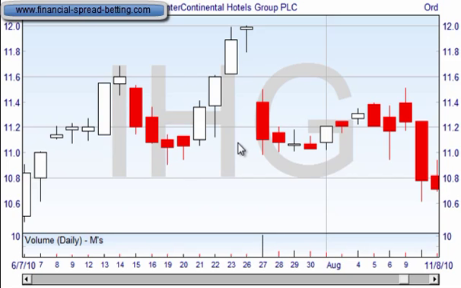But as I've suggested, I would recommend reading a lot more about Japanese candlesticks, because they are fascinating and they are an excellent sentiment indicator too. So that's Japanese candlesticks.